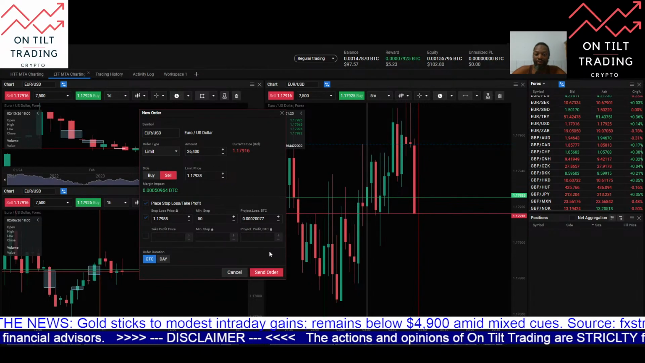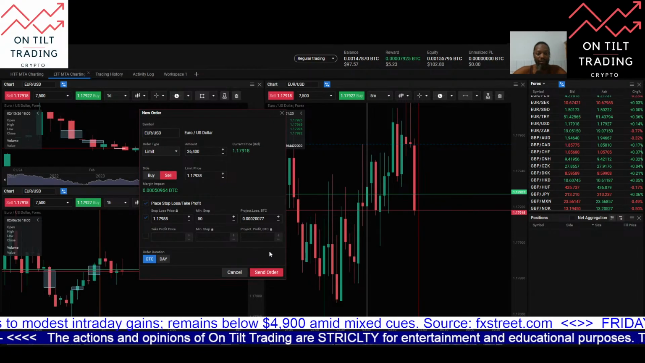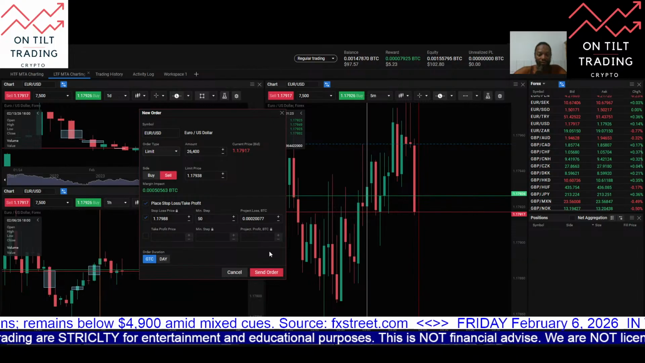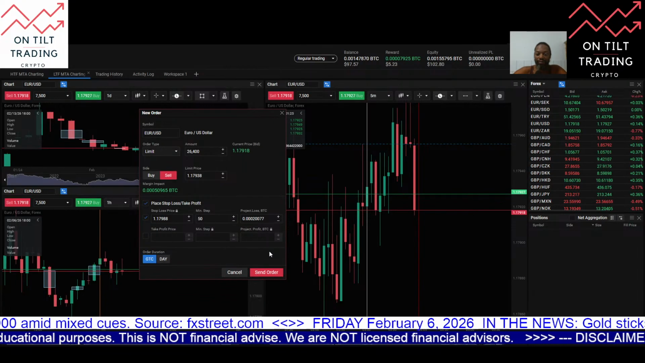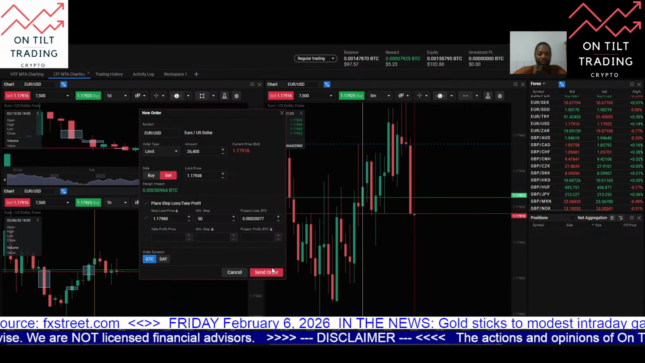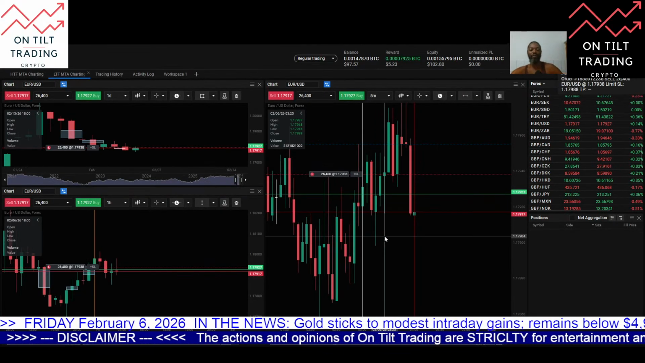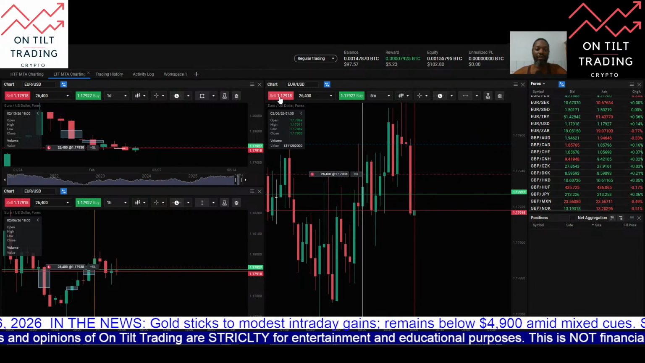Okay, looks like price is going to give an entry. I'm going to send this order, and I'll set my take profit. I'll walk you through why I took the trade here. Just standing by for this candle to close, and there's a close. My order is in the market.